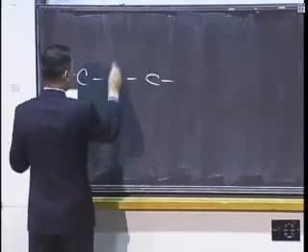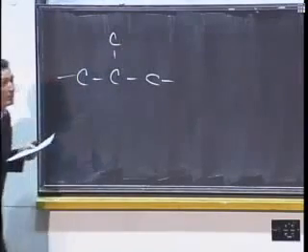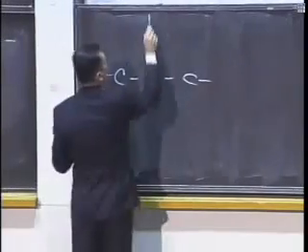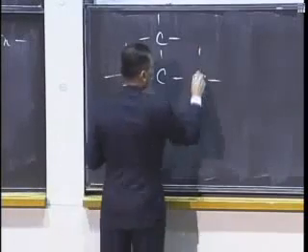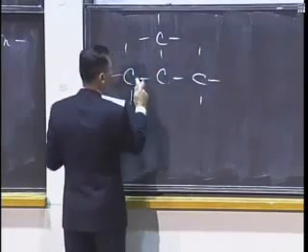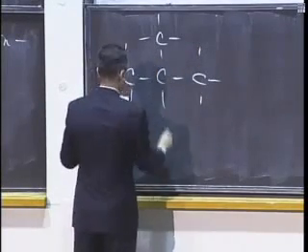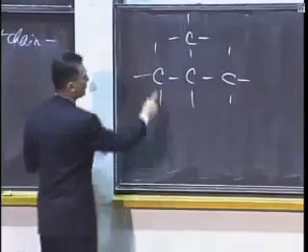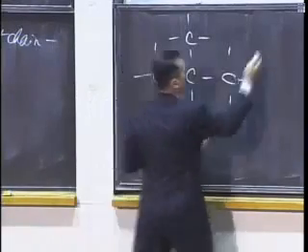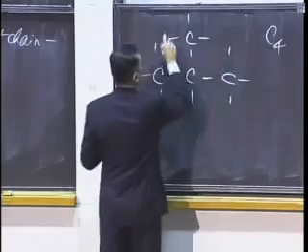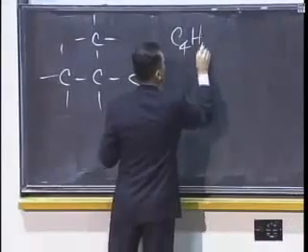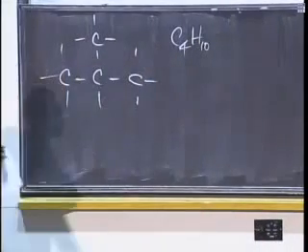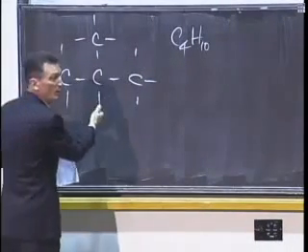Off one of the carbons, I can put a branch. And then I've got to use the 4-stick rule. So 1, 2, 3, 4. This has 1, 2, 3, 4. So now let's count. 1, 2, 3, 4, 4 carbons. And 3, 6, 9, 10. 10 hydrogens. So on a formula basis, this is also a butane, but it's different.